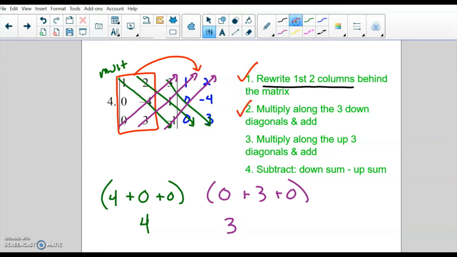So we just completed step number 3. We will now subtract the two numbers down at the bottom. 4 minus 3 gives us 1, and that is the determinant of a 3x3 matrix.